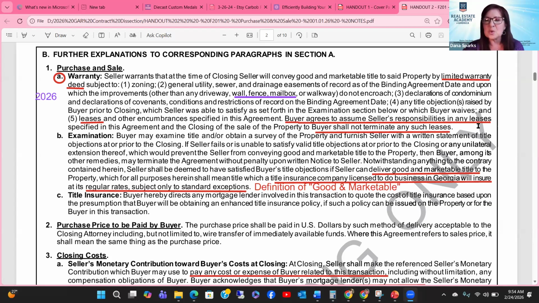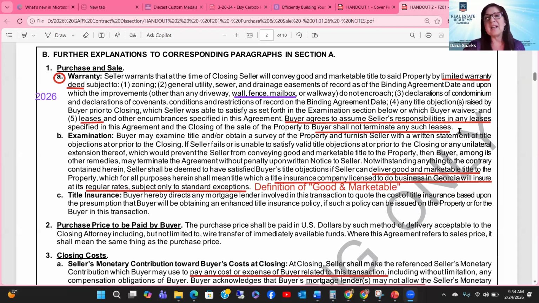So leases and other encumbrances specified in the lease. Buyer agrees to assume seller's responsibilities in any leases specified in this agreement and the closing sale of the property. Buyer shall not terminate such leases. So this is what you should be thinking, you buyer's agents, if there's a lease. Number one, perhaps you need a special stipulation that the closing is contingent upon the property being vacant. If it is not that way, and the tenant is in there, then another thing to consider is you want to address in your contract the transfer of the security deposit from the current owner, the seller, to the buyer if that tenant is not out.